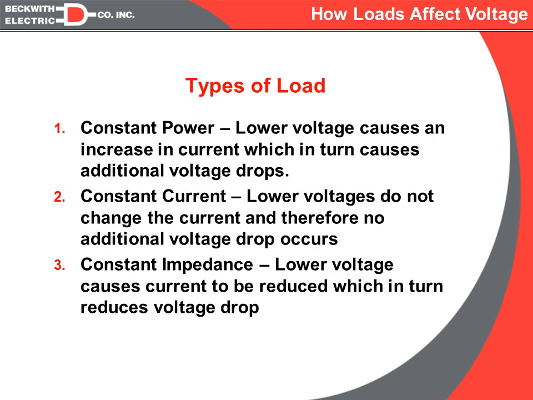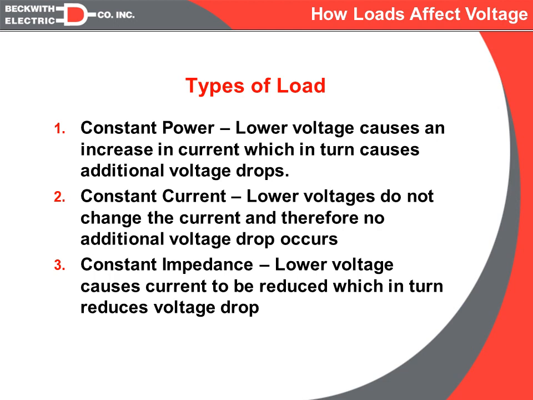Now, that being said, there are different types of load on the system, and that load will affect the way the voltage drops. So there is constant power load. In constant power load, such as a motor, it is always going to have the same output, and therefore if the voltage is lower, the current is greater, and with greater current comes additional voltage drop. So constant power load will create additional voltage drop if we reduce the voltage.